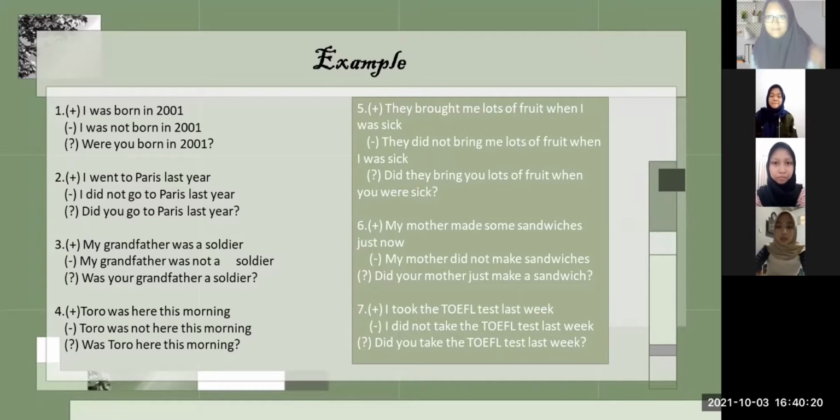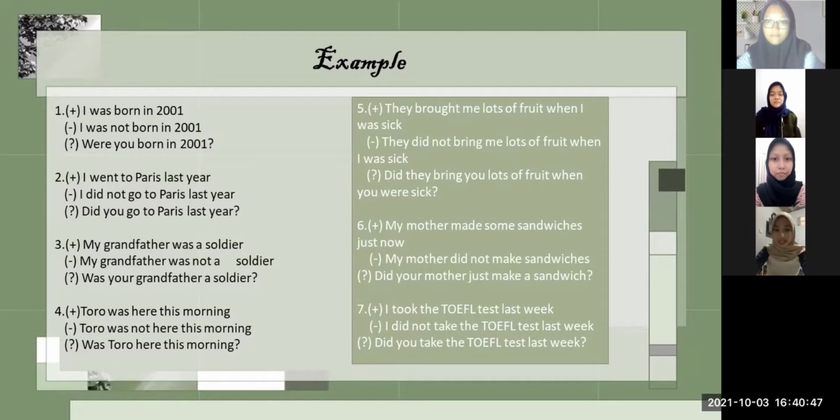Example 4. Positive: Toro was here this morning. Negative: Toro was not here this morning. Question: was Toro here this morning? Example 5. Positive: they brought me lots of fruit when I was sick. Negative: they did not bring me lots of fruit when I was sick. Question: did they bring you lots of fruit when you were sick?